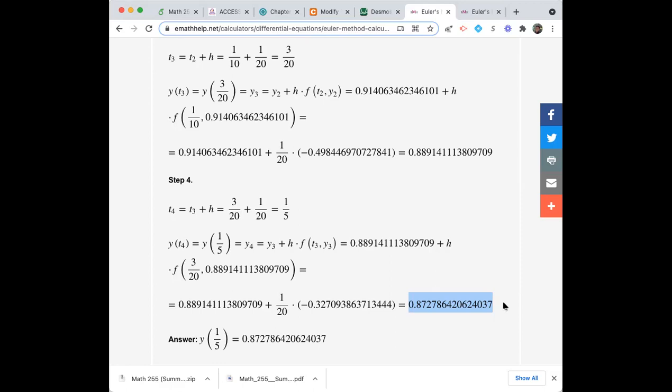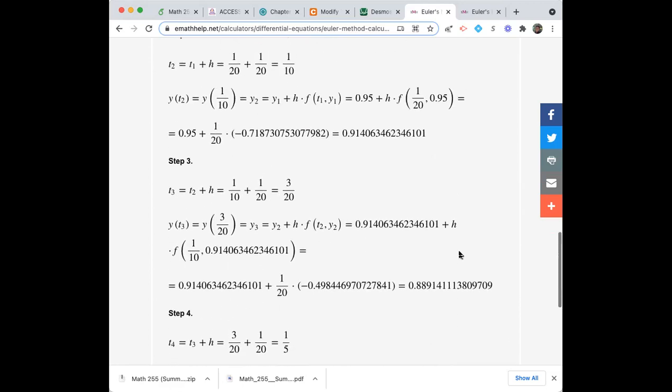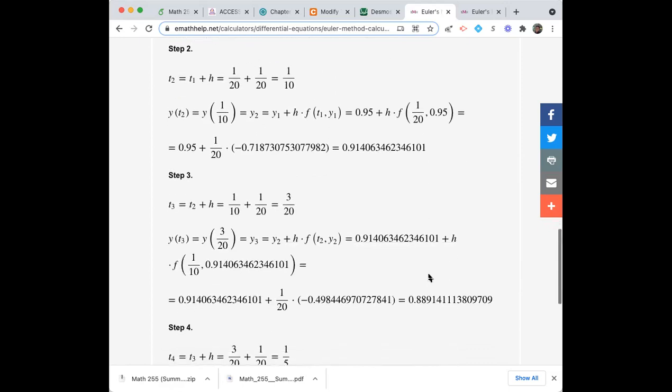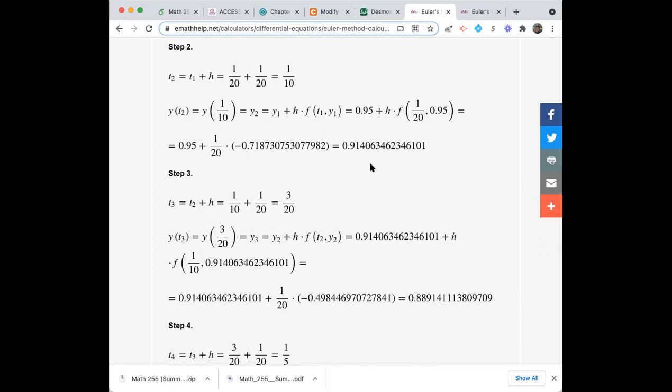So we start with 0, 1. If I step up by 0.05, then what was that y value? Let's go back and grab that. That was 0.95. If you add another 0.05, you get 0.1. And then that would correspond to this y value. So I can write 0.91.